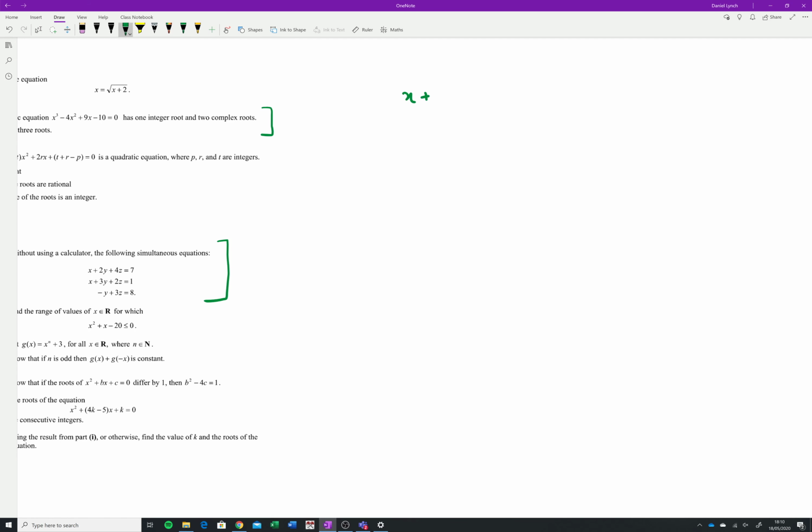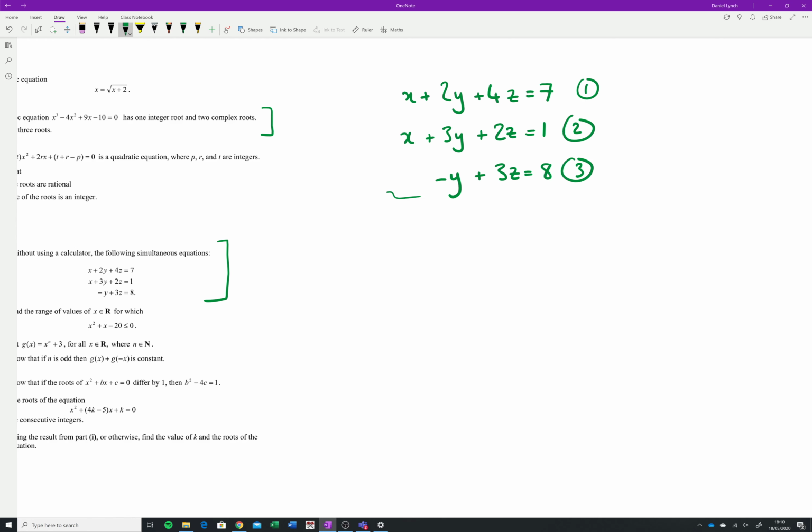I would definitely be expecting a simultaneous equation on my exam. 4z equals 7. That's my first equation. I've got x plus 3y plus 2z is equal to 1, equation 2, and minus y plus 3z is equal to 8, equation 3. I notice very nicely in equation 3 already they've eliminated an x. So you also want to eliminate an x, and you want to do it from 1 and 2.